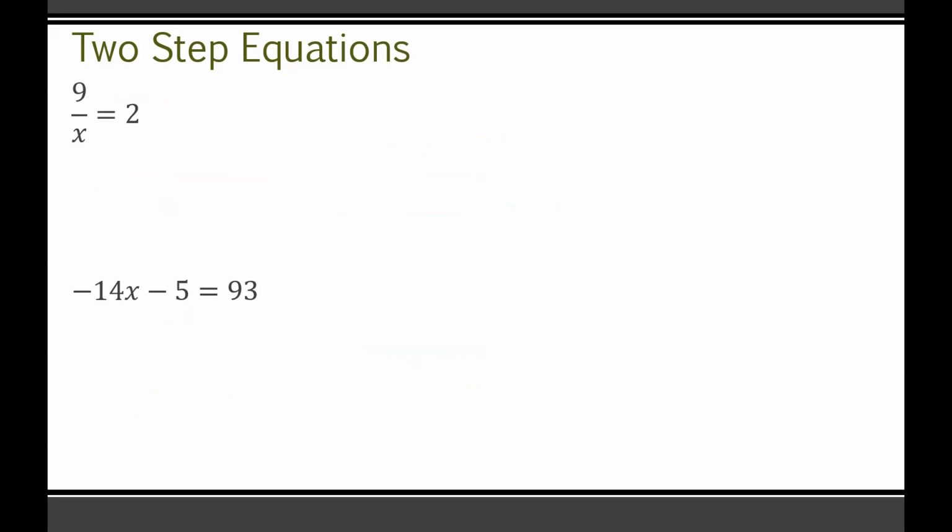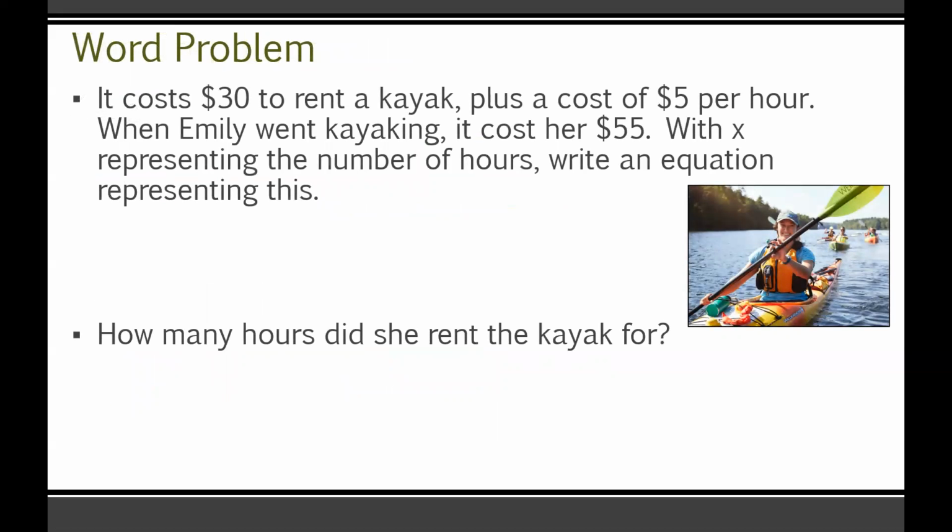Anyway, moving on. So here's a word problem involving two-step linear equations. Always with word problems, we always have to generate the linear equation on our own. So it's important to take a look at what you've got and what kind of relations you might be able to create from that. So it costs $30 to rent a kayak plus a cost of $5 per hour. When Emily went kayaking, it cost her $55. So that would be her total cost, in other words. With x representing the number of hours, write an equation representing this.